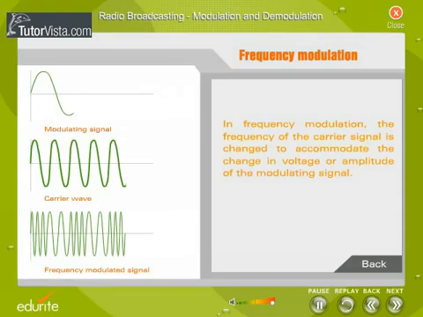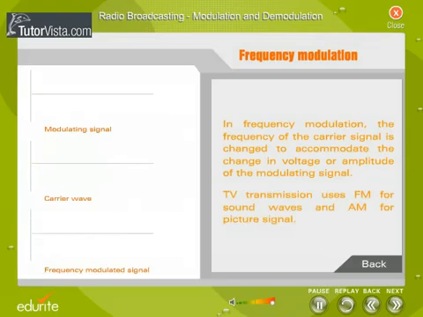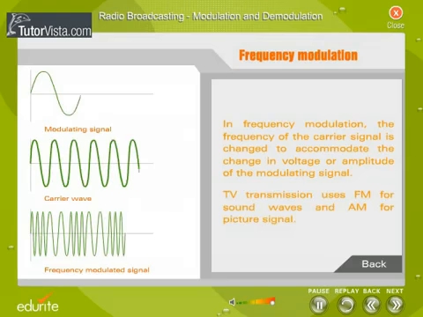Frequency modulation. In frequency modulation, the frequency of the carrier signal is changed to accommodate the change in voltage or amplitude of the modulating signal. TV transmission uses FM for sound waves and AM for picture signal.